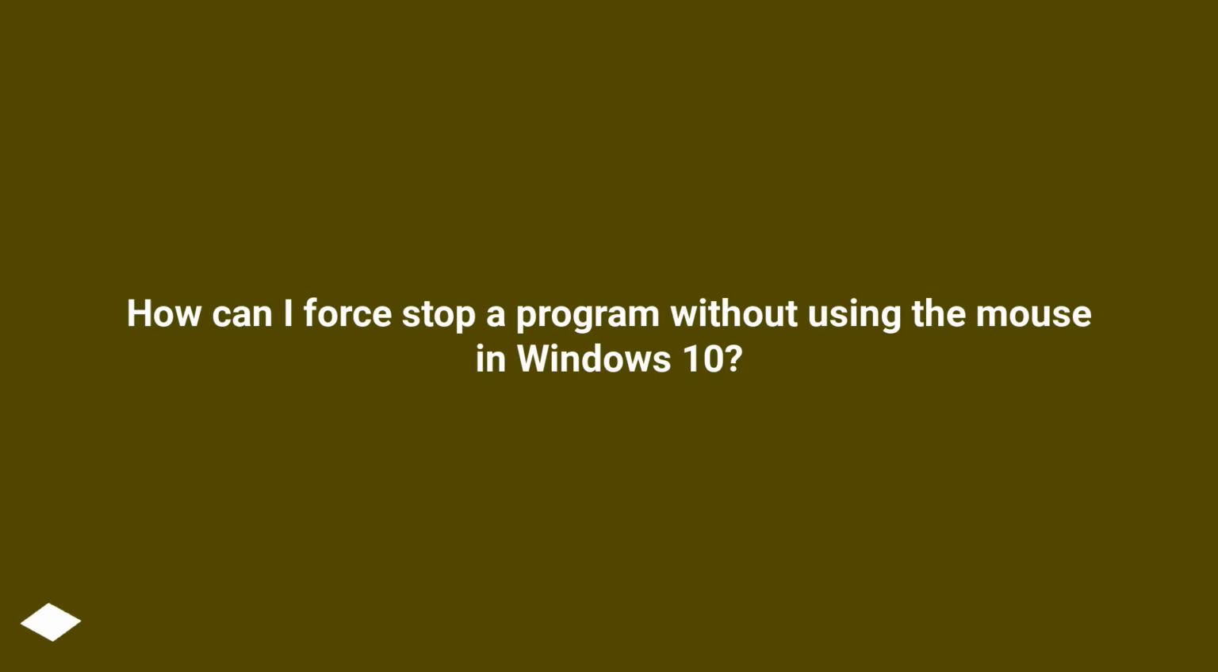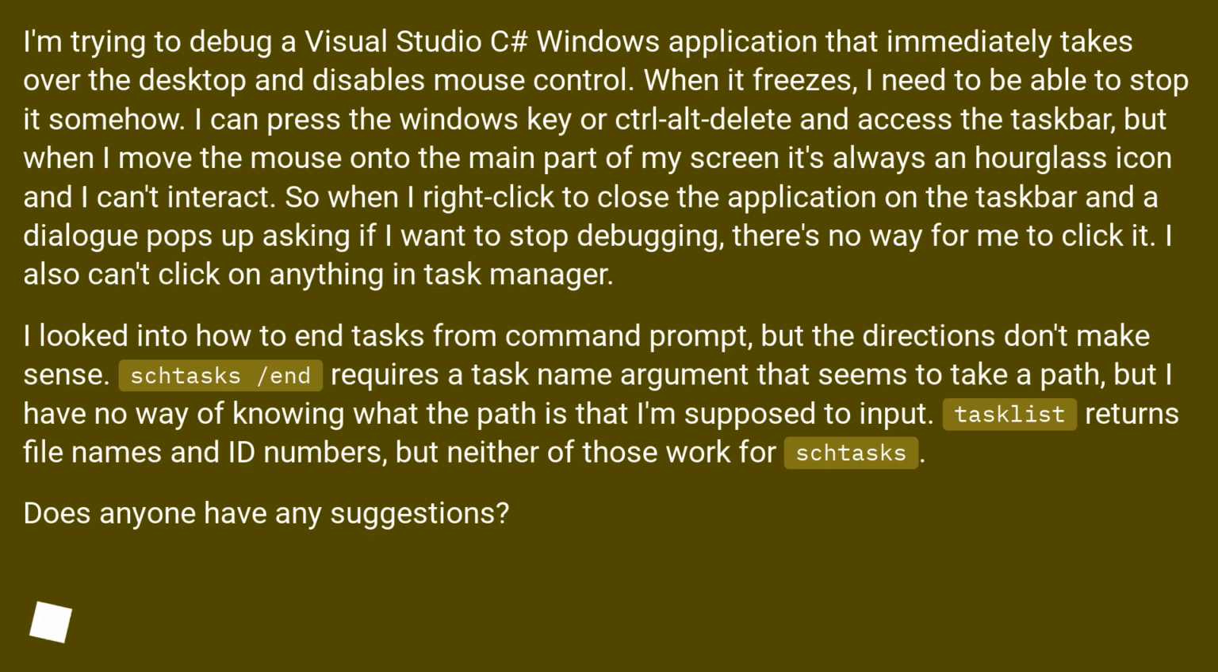How can I force stop a program without using the mouse in Windows 10? I'm trying to debug a Visual Studio C# Windows application that immediately takes over the desktop and disables mouse control. When it freezes, I need to be able to stop it somehow.